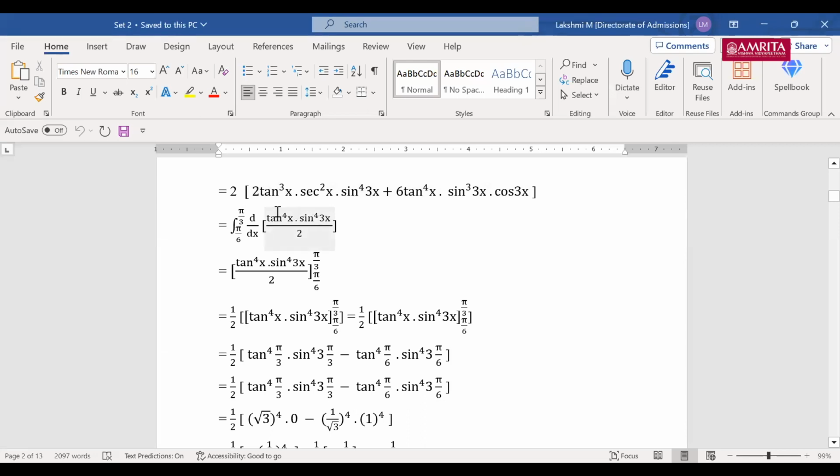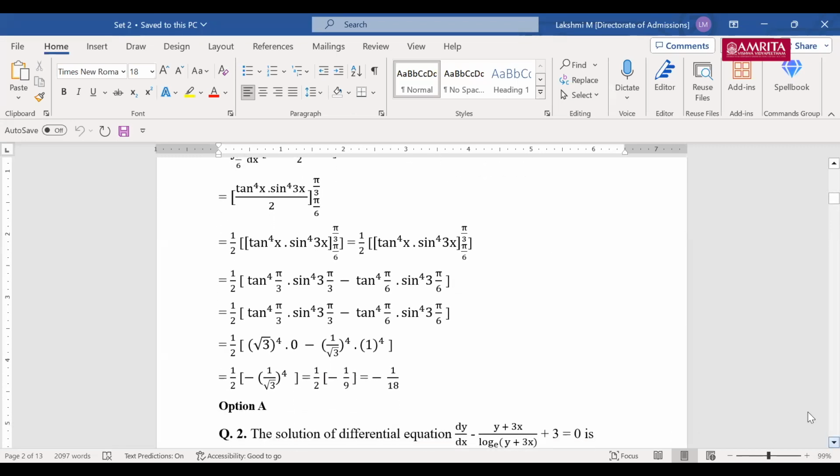So we have taken it as tan raised to 4x into sine raised to 4, 3x, the highest terms of these two. And when you solve it, you understood that it's the same one and you have just assigned it as integral of pi by 6 to pi by 3 d by dx of tan raised to 4x into sine raised to 4, 3x by 2. Now you can apply the limits. So now it's easy for you to solve, right?